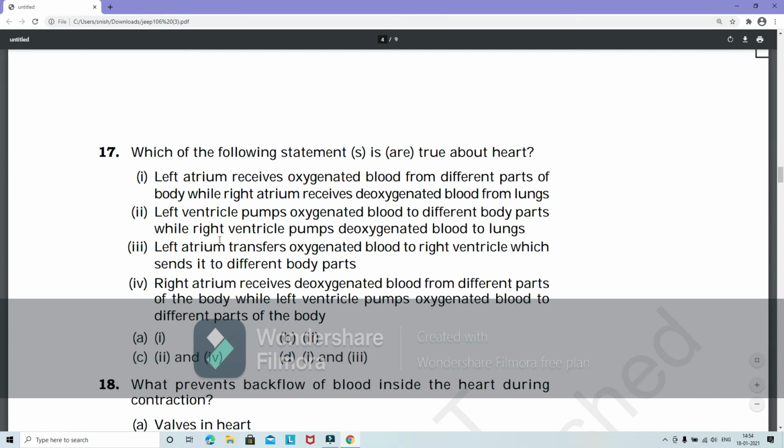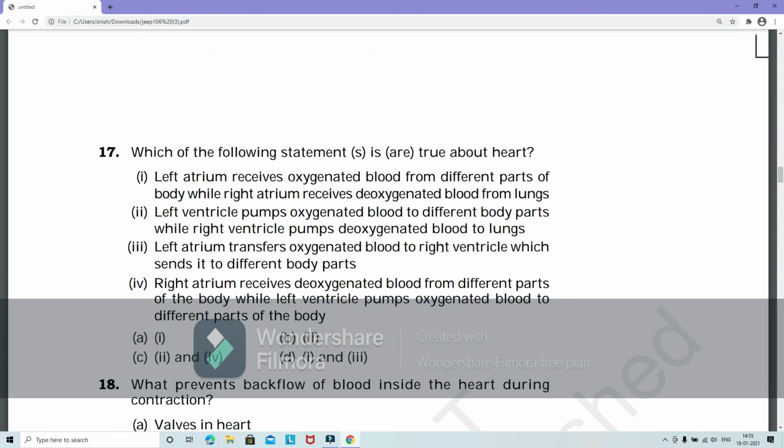Let's see why the third option is wrong. Left atrium receives oxygenated blood to right ventricle, which sends it. So they are saying that the right ventricle will send this oxygenated blood to different parts of the body. Is it true? No. First of all, there is no transfer from atrium to the ventricle of left and right. There's a septum in between. This kind of action will not take place, so it's only 2 and 4. Simple.